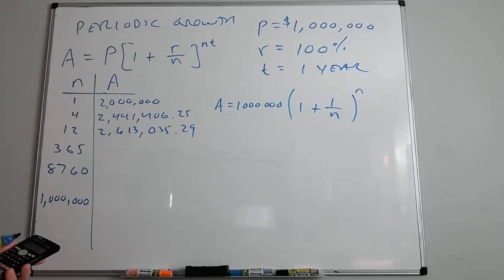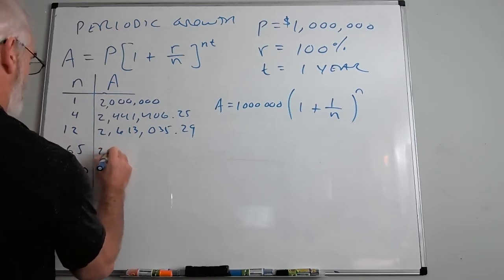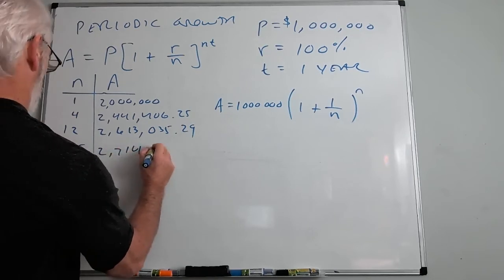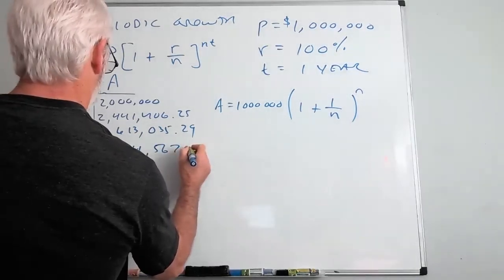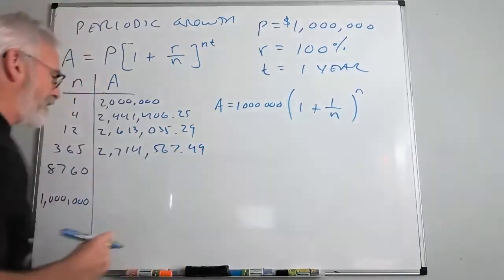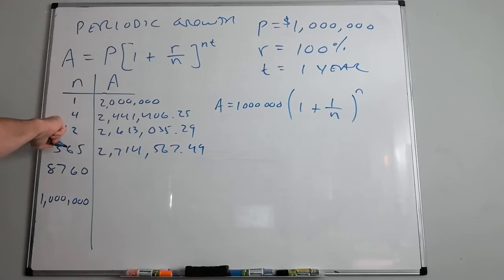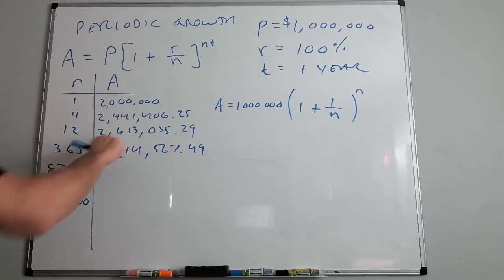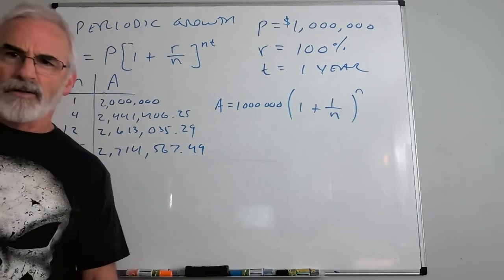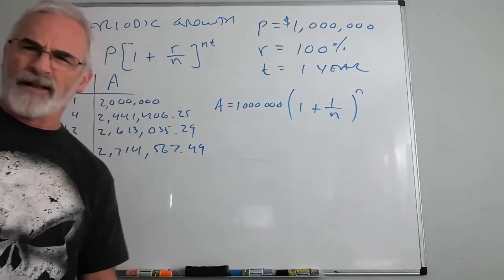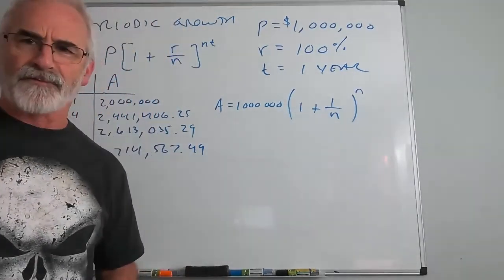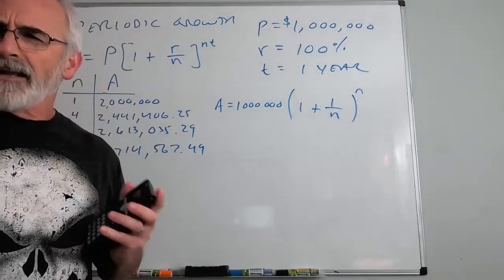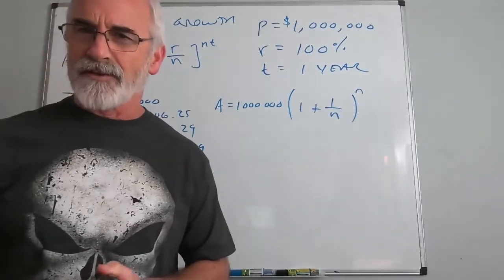So raised to the 365 power. Now I'm all the way up to 2,714,567.49. Hey, wait a minute. I went from monthly to every day. That's a 30-fold increase, and I only made $101,000 extra. That doesn't seem like a lot for all the work we're going to put Nate through, with all the emails he's going to have to put out. It appears that it's slowing down, doesn't it?